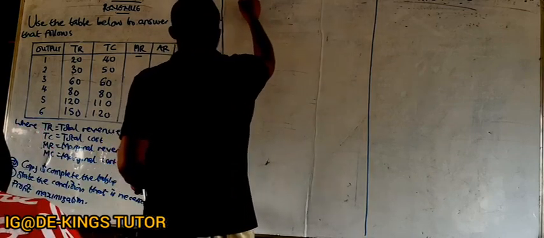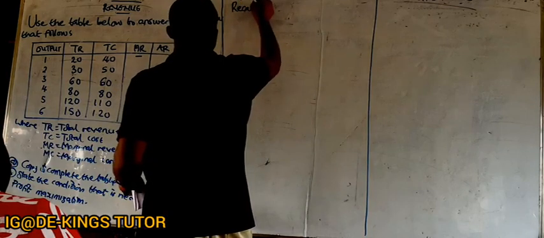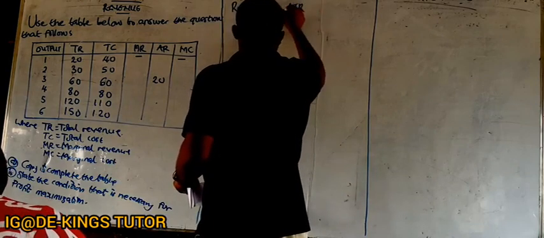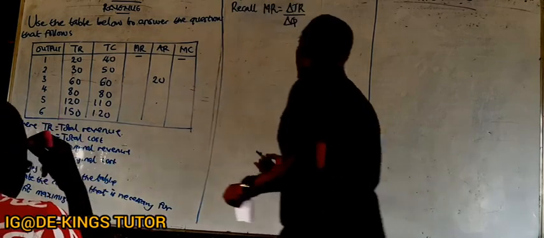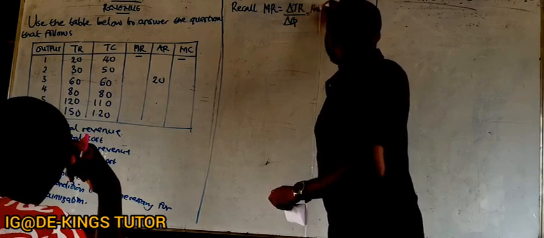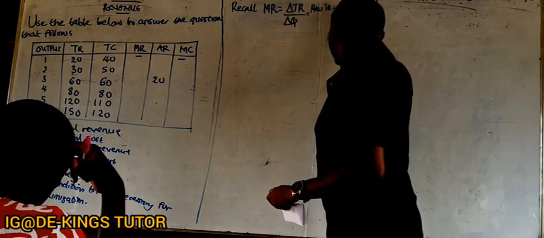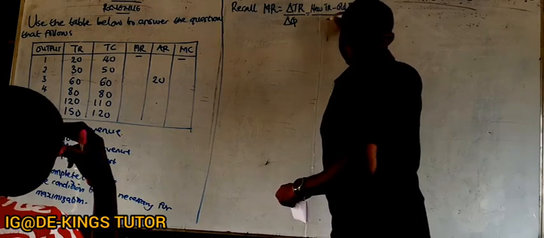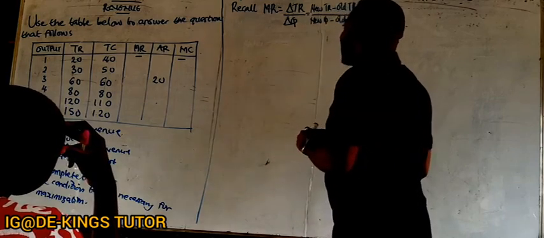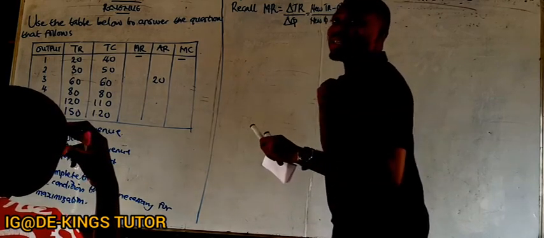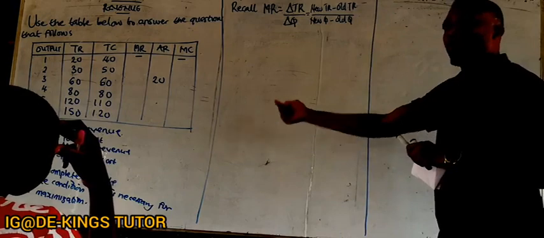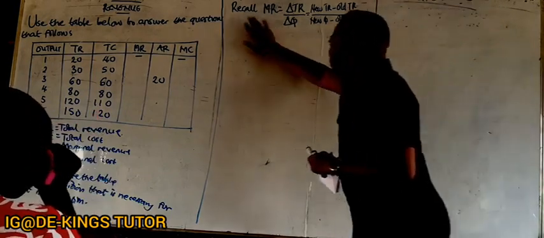Now look up. Recall the formula for marginal revenue. We said the marginal revenue is equal to the change in total revenue divided by change in quantity. And we said triangle means change. So this is our new total revenue minus the old total revenue, divided by the new quantity minus the old quantity. Remember when we treated the marginal cost, I said for marginal, the new is the current one, while the old is the previous. Now this is the formula.